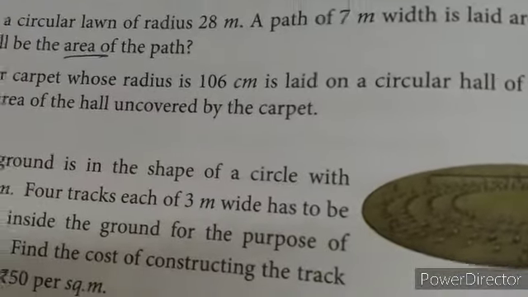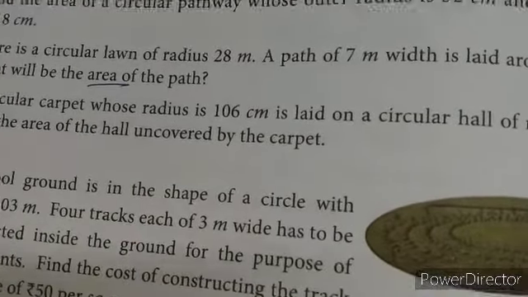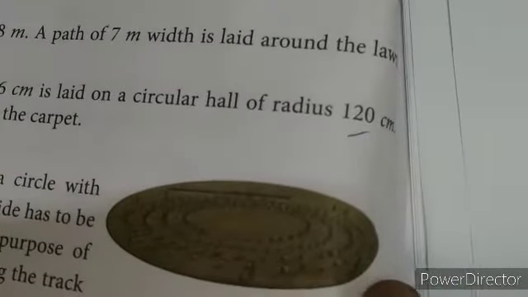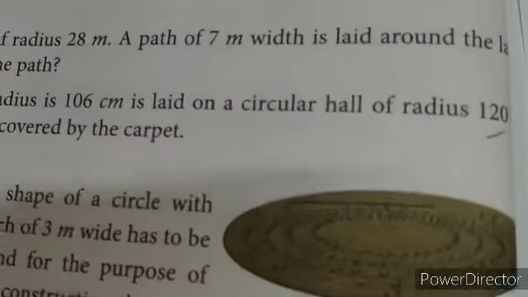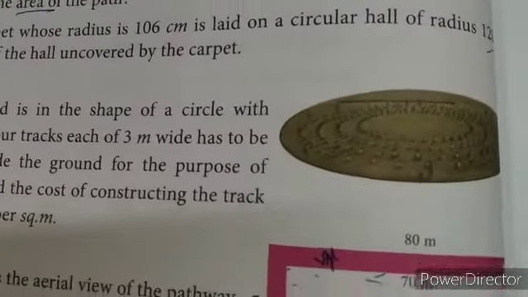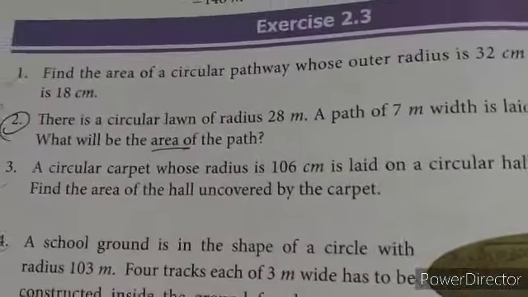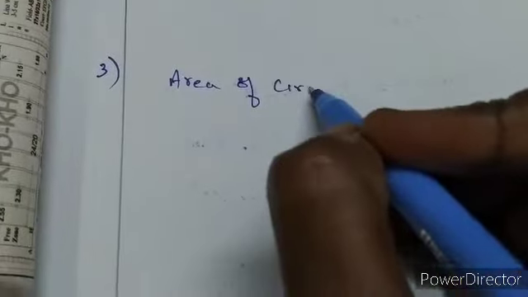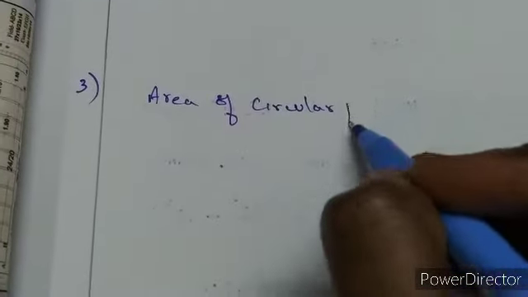Next one, same like this sum. A circular carpet whose radius is given as 106 centimeter is laid on a circular hall of radius 120 centimeter. Find the area of the hall uncovered by the carpet. First step, you write the formula. Area of a circular pathway.